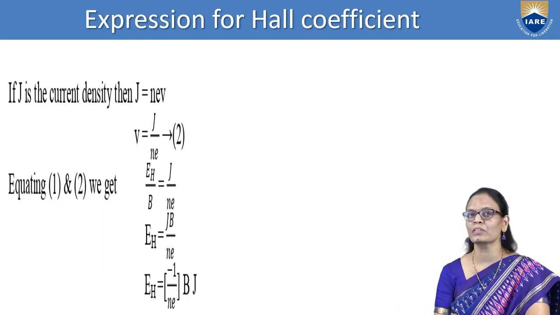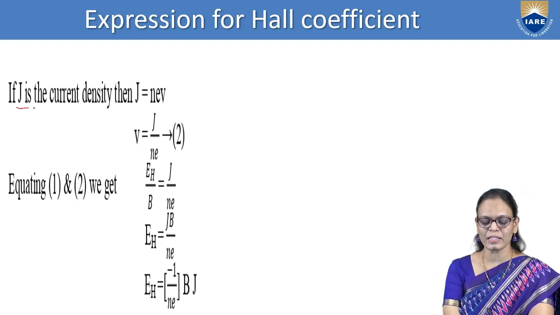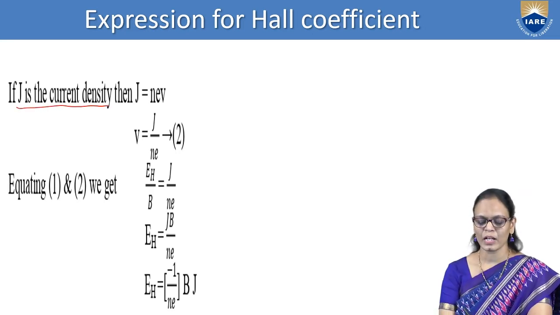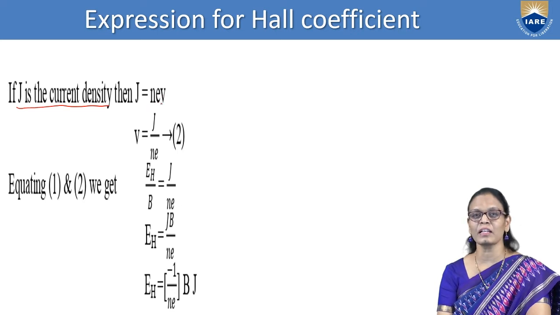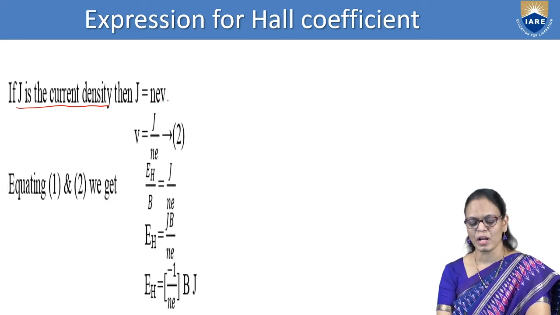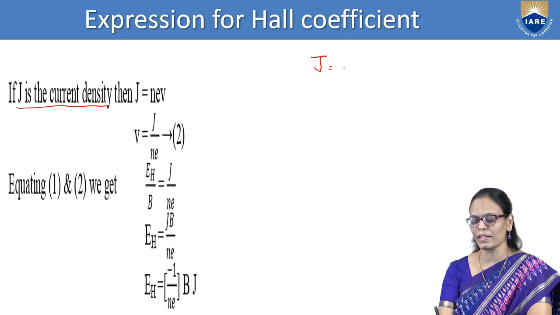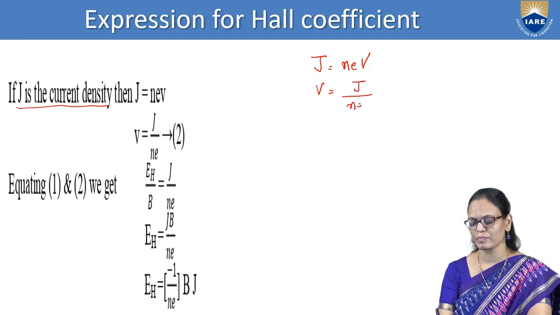Now if we talk about the current density, J is the current density. The current density is given by J is equal to NeV, where N is the concentration, e is the charge and V is the velocity. So from J is equal to NeV, we can write the formula for V as V is equal to J upon Ne. We will take this as equation 2.